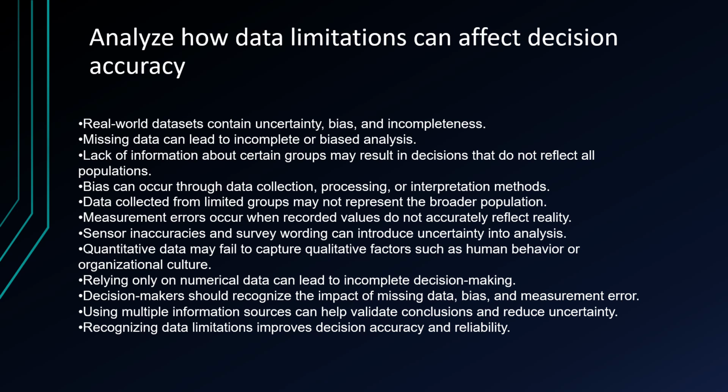Bias itself is another major limitation that affects decision accuracy. Bias can enter analytical systems during data collection, processing, interpretation, or even through the assumptions made by analysts and organizations. For example, if data is collected primarily from a limited demographic group, the resulting analysis may not represent the broader population accurately. Similarly, biased survey wording, selective sampling methods, or inconsistent reporting procedures can distort analytical outcomes.